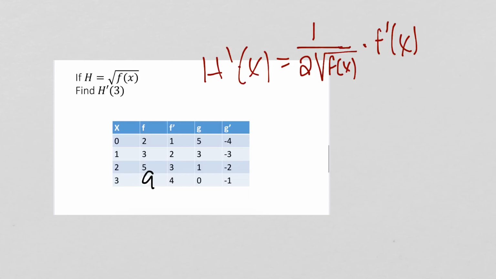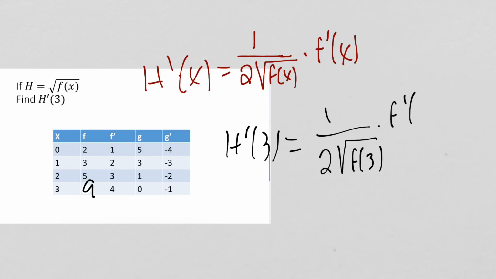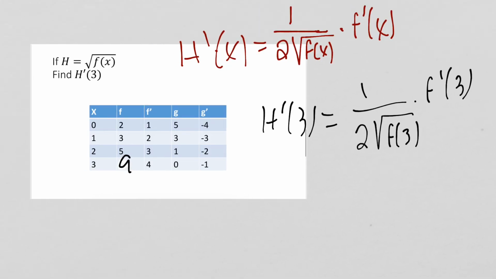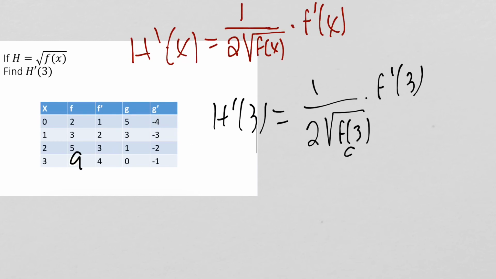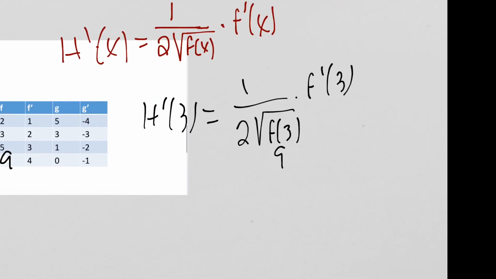If you copied this table, I changed the output for f of 3 to 9, just to make it a perfect square. Okay, so now let's do h prime 3. So h prime 3 is going to be equal to 1 over 2 square root f of 3 times f prime 3. Okay, so the first thing we have to figure out is f of 3, and f of 3 is equal to 9, as I changed it to make it a perfect square. So this is 9, and then what's f prime 3? Looks like it's equal to 4.